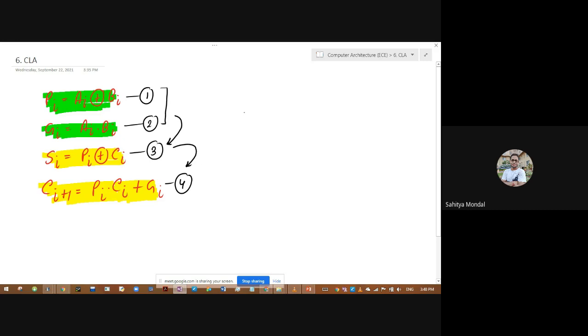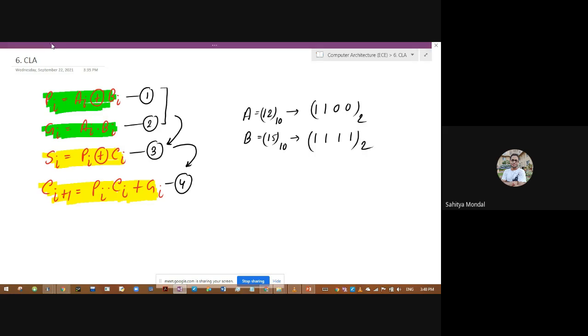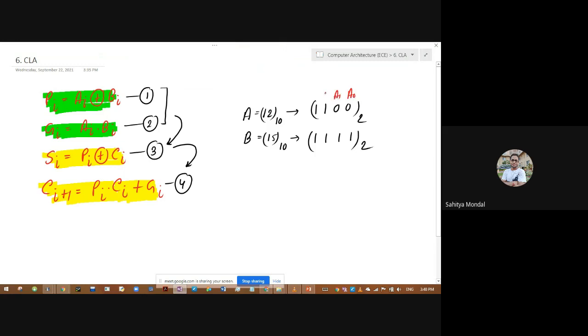Now take an example, A and B. A is 12 in decimal and B is 15 in decimal. If we convert them, 1, 1, 0, 0 is the binary equivalent of 12, and 15 will be all 1s, that is 1 1 1 1. Now if I mark them, this is A0, A1, A2, A3, whereas this is B0, B1, B2, B3.